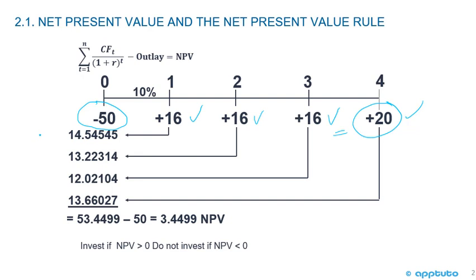So 16 million discounted at 10% for year 1, 14.54. 16 million discounted for 2 years, 13.22. For 3 years, 12.02. And then finally that 20 million discounting back, if you do the algebra, is 13.66. You add them all up together, you get 53.4499, minus the initial outlay, so you get an NPV of 3.4499. It's above zero, so you would do it. The investment criterion is invest if the net present value is greater than zero. Do not invest if the net present value is less than zero, because you're not going to add any value.